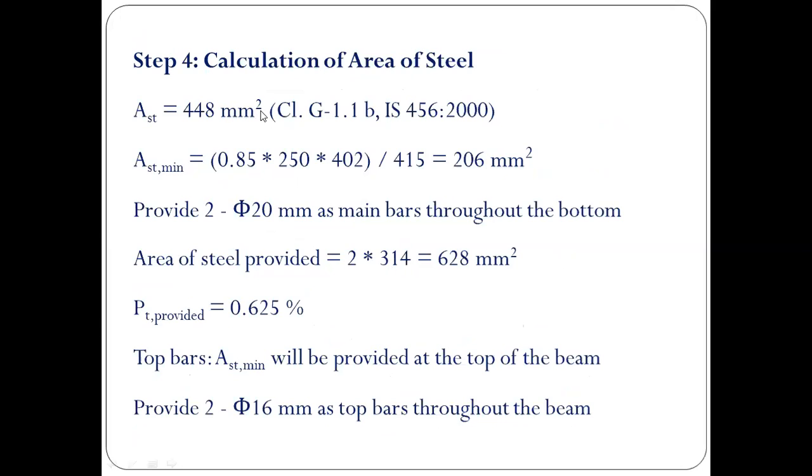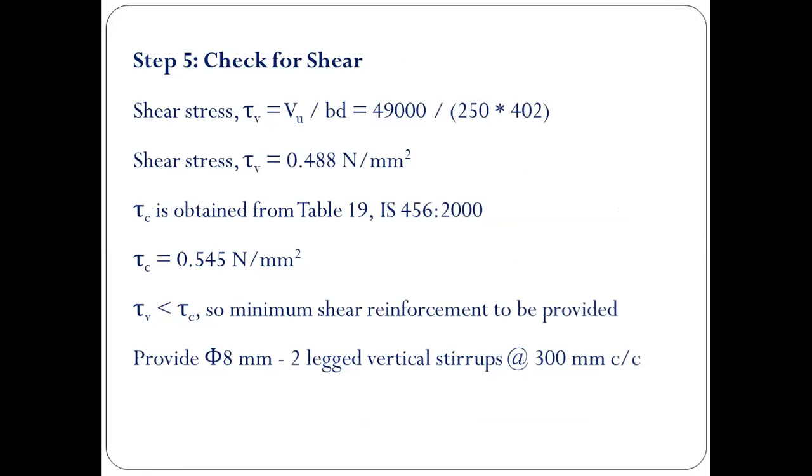Then calculation of area of steel. So we have found out the area of steel required is 448 mm square, and we have arranged two numbers of 20 dia bars throughout the bottom, and steel provided is 628 mm square, and percentage of steel provided is 0.625. At the top we are providing minimum steel, which calculates to two numbers of 16 dia bars at the top throughout the beam.